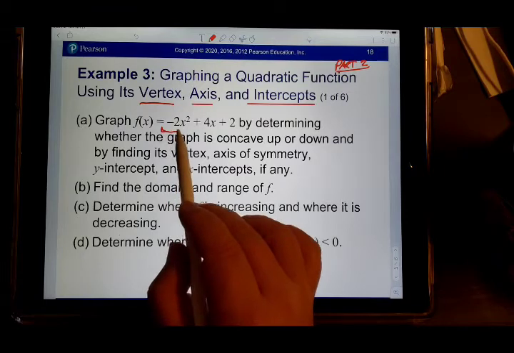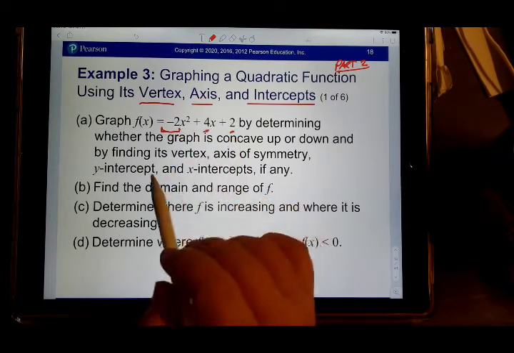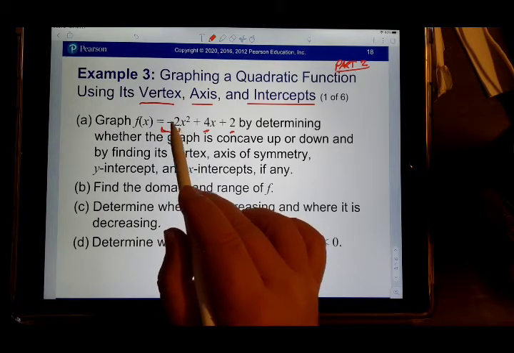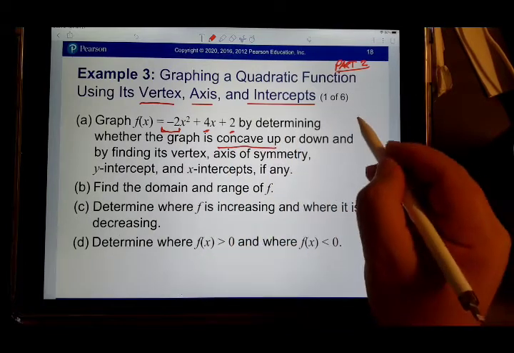Since A is -2, B is 4, and C is 2, the only one we care about the sign on is A. Since A is negative, the graph is concave down.